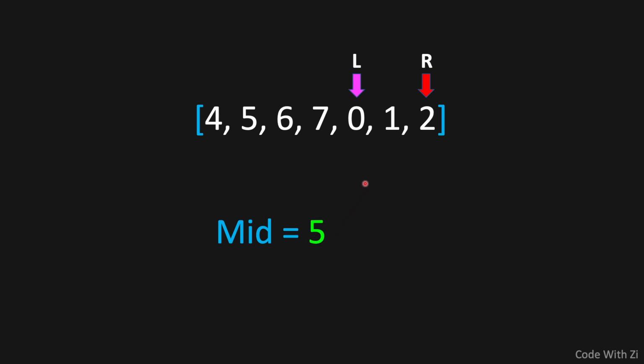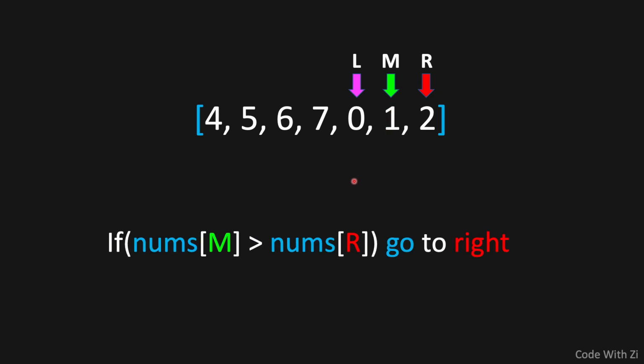Well, now middle should be pointing to the number with the index of 5, which is 1 over here. And then we have our if conditions again. We're going to keep on looping as long as left is smaller than right. So let's again check this.